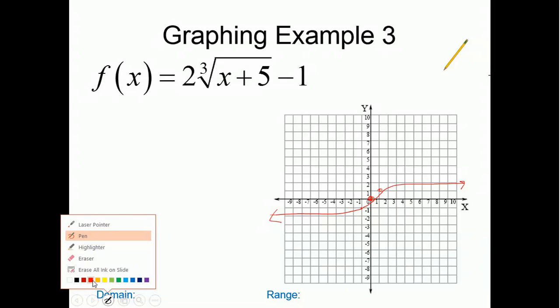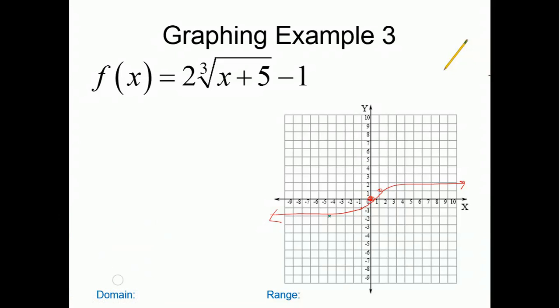Alright, let me change color here. Let's go green. So this is going to change my slope, right? So my slope's now going to be up 2 over 1 instead of being up 1 over 1. Left 5 and down 1. Okay, so let's follow our directions to put our new middle dot. So left 5, down 1. It's going to be a graph right here, right?